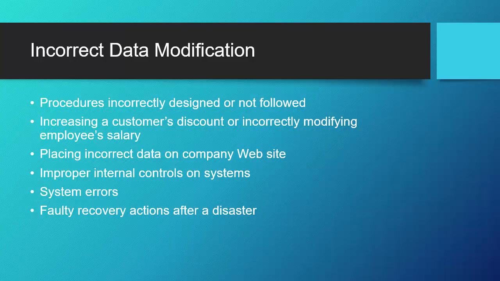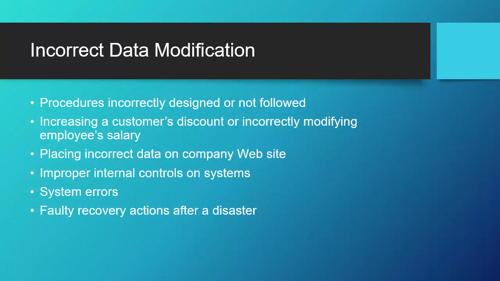So some other things that could happen is that somebody gets into your system and gives an incorrect discount for a customer or modifies employee salary. If that's in the database, then all of a sudden you're paying somebody way too much, or you're giving way too much in discounts to a customer. They could break in and get onto your website and place incorrect data on your website. It might be your pricing data of your different things you're trying to sell. You could also get in and have system errors.